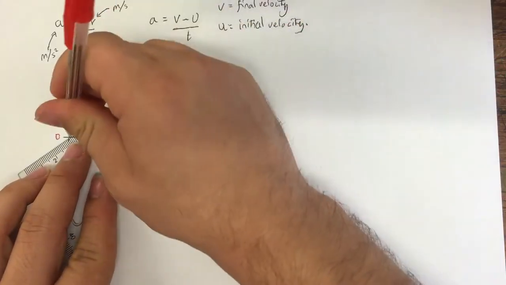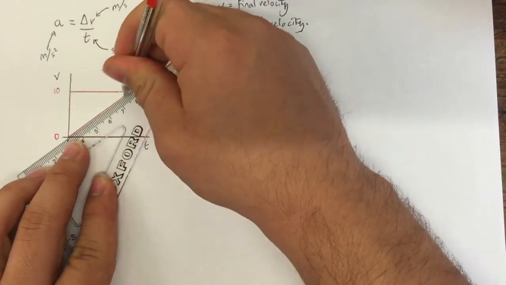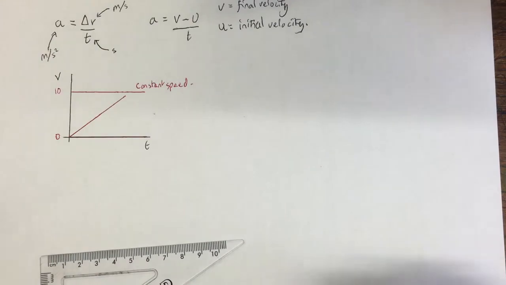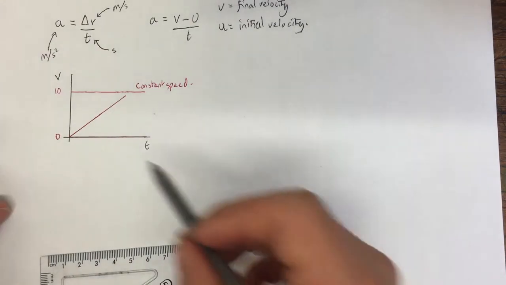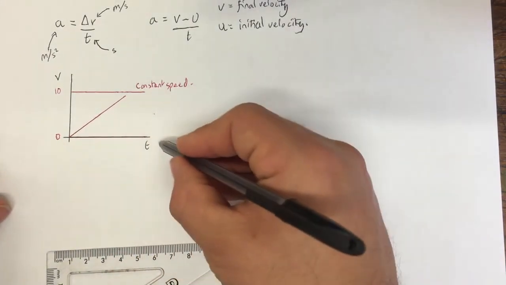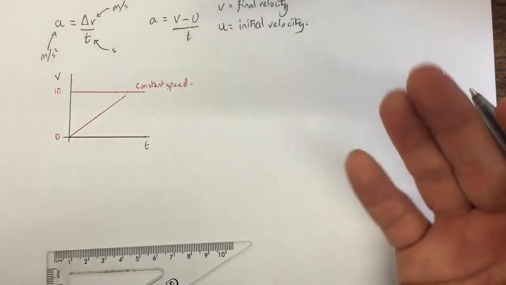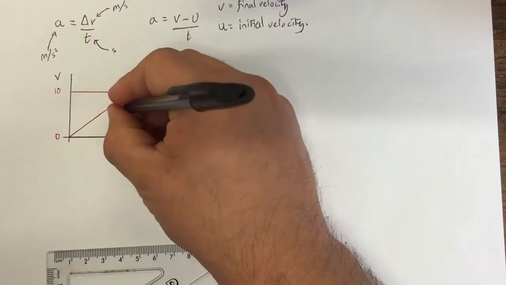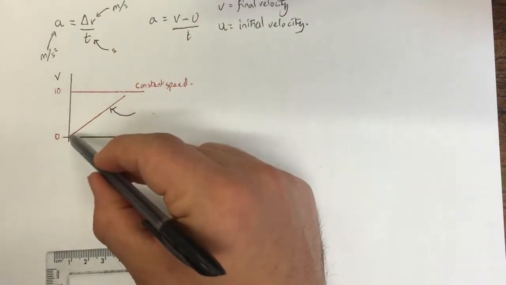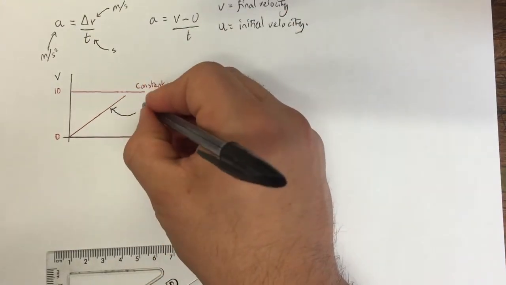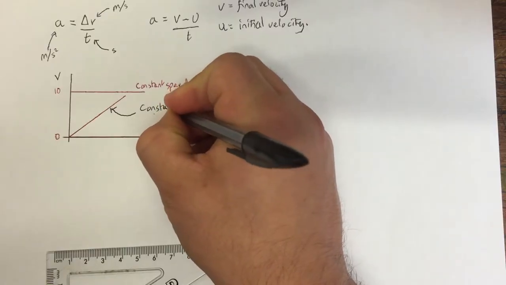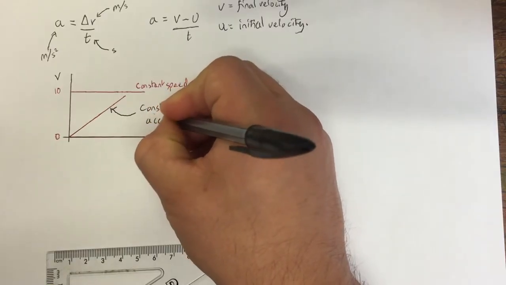So what does a straight diagonal line represent? If I have a line like this on my velocity time graph, what's now happening to my speed as time is increasing is that it is increasing. And increasing speed, we should remember, is acceleration. And more than that, because this is a straight line, this represents constant acceleration.